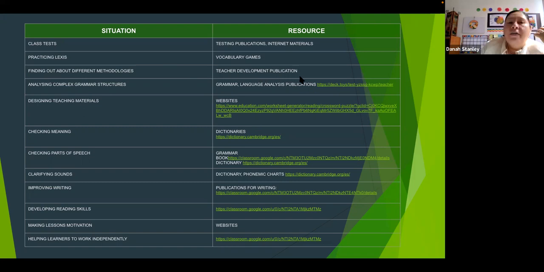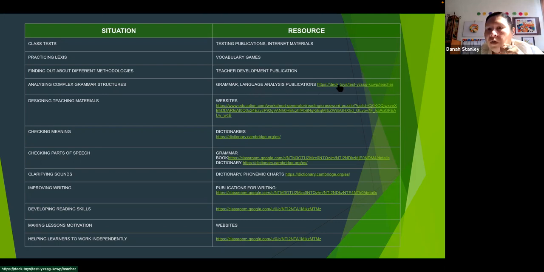You have thousands of articles and books and sites where you can be reading about the new methodologies used in the schools and how the traditional ones have been changing school year by school year. Analyzing complex grammar and structures, grammar books, and language analysis publications, for example.